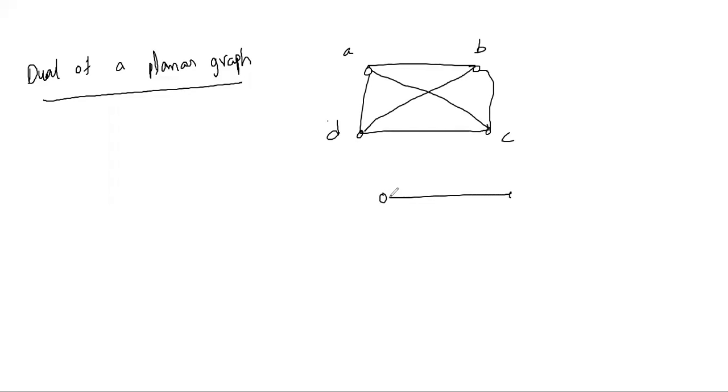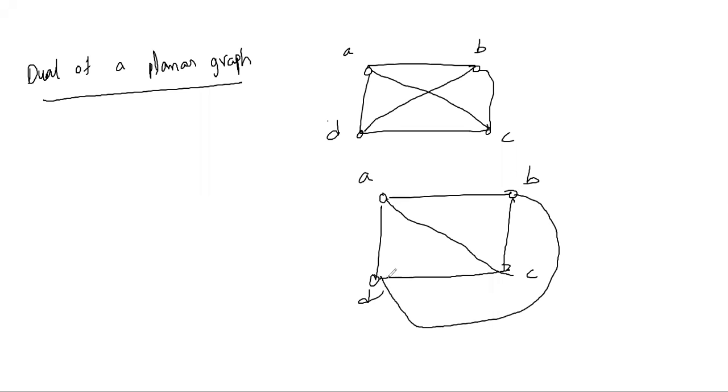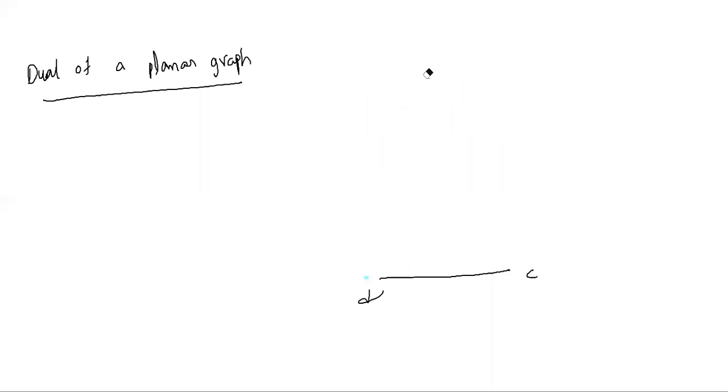So what you have to do? A, is it possible to draw without crossing? A, B, C, D. You can draw A to C one edge. Next, D to B is there. D to B you can draw from outside. Therefore, the given graph is planar. So that means a graph is planar means no two edges cross each other. Okay. So now, what we are discussing is the dual of the planar graph.